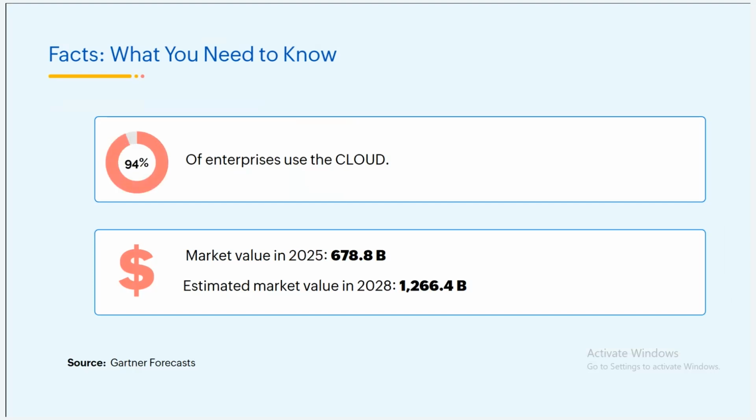Now, before we dive into today's topics, let's take a quick look at some industry facts. Right now, 24% of enterprises are already using the cloud. This means that cloud adoption isn't just an emerging trend anymore. It's the new standard. And the reasons are very clear. Businesses are migrating applications and infrastructure for scalability, flexibility, and cost efficiency.